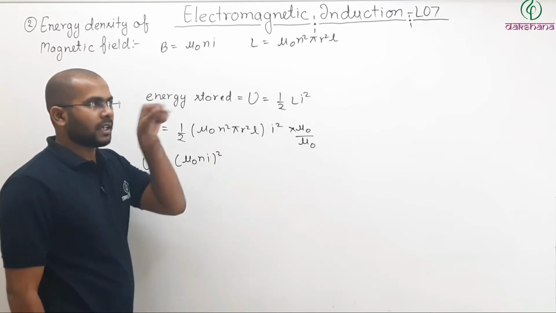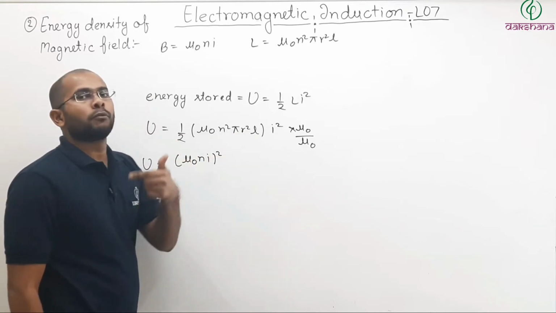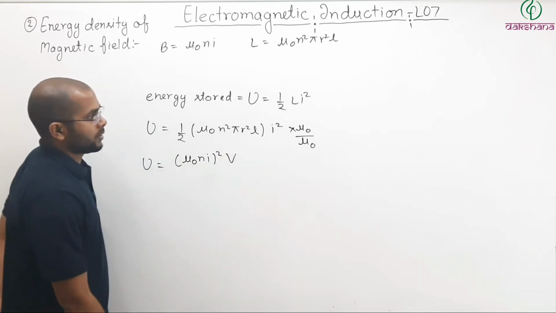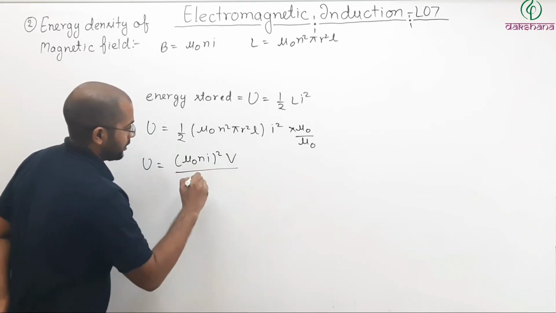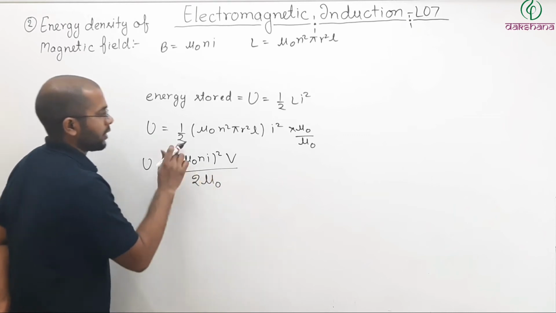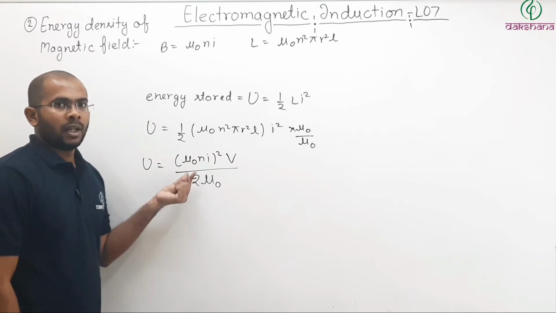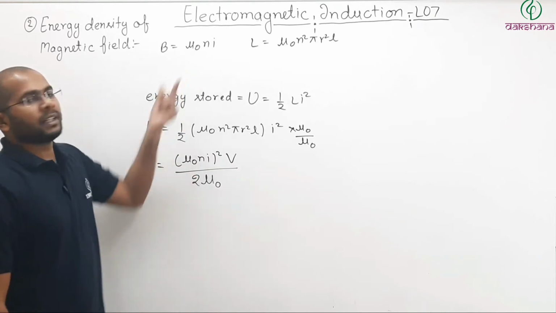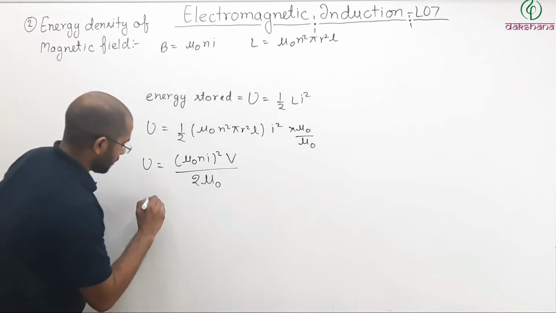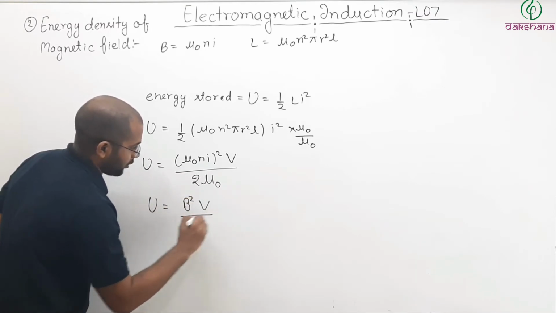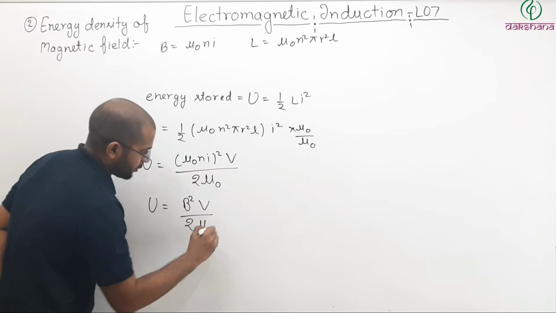What is pi r square? Area. What is l? Length, so area times length is the volume of your solenoid. So write that as the volume of the solenoid, divided by twice mu naught, 2 mu naught, like this. What is this mu naught n I whole square? Mu naught n I is your magnetic field inside the solenoid. So U equals magnetic field square times volume divided by twice mu naught.